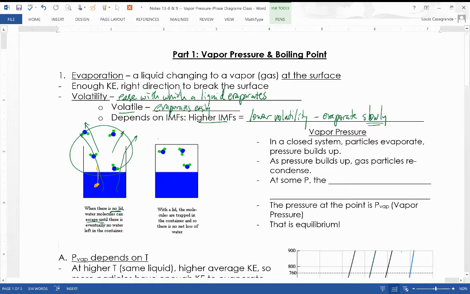If instead we put a lid on this now, nothing can escape. So we do have molecules coming out into the gas phase like before, and there's a rate with which that happens. The particles evaporate and pressure starts to build up, and they evaporate at a certain rate, so we have a rate of evaporation. As that pressure builds up, we're going to start having some of these particles recondensing, and there's a rate of condensation.